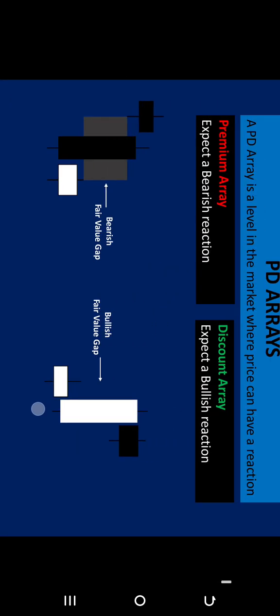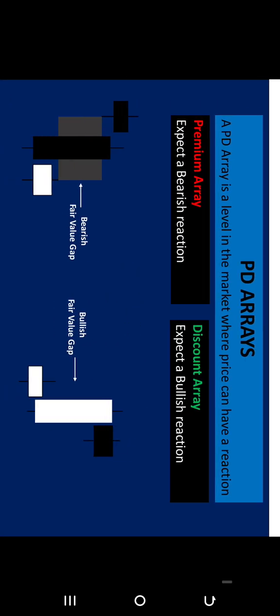Now look at this. Before we move on to two candle rejection, I must first of all establish some certain things which you need to know, or probably which you have already known, but I have to bring it to your consciousness again. There's what is called PDRA. A PDRA is a level in the market where price can have a reaction. If you check my previous video, I have laid more emphasis on PDRA. I explained extensively about PDRA.